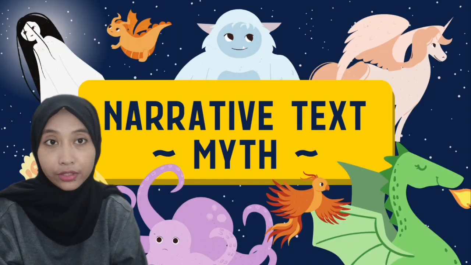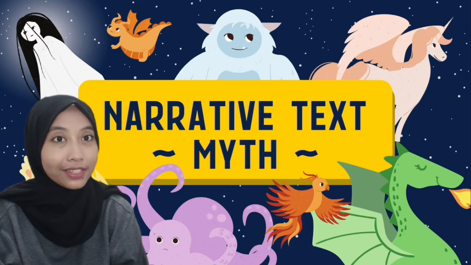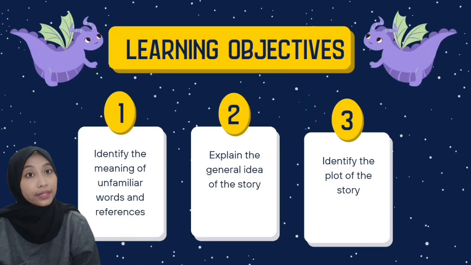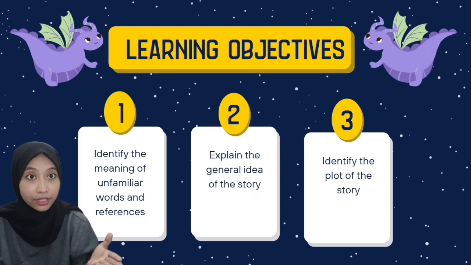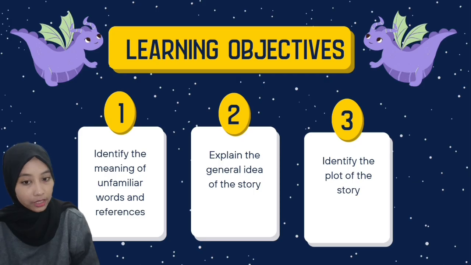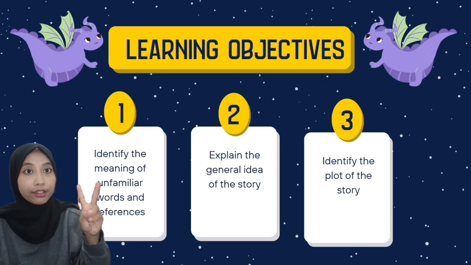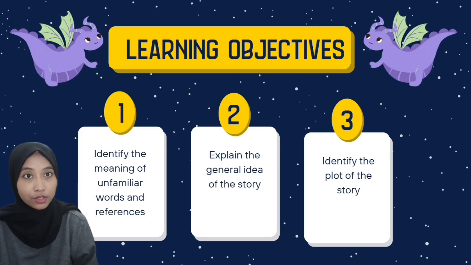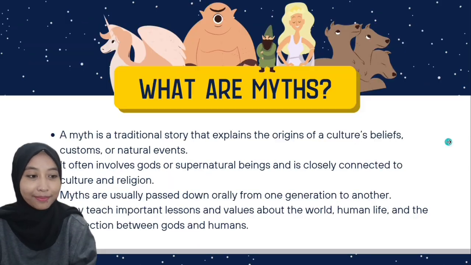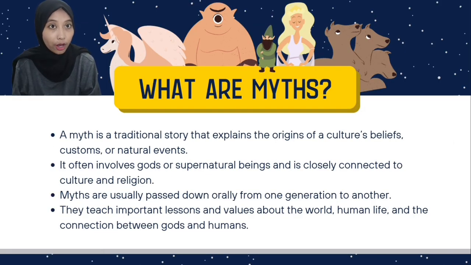Now, we're going to learn about narrative texts, especially about myths. By the end of this unit, I expect you to be able to first, identify the meaning of unfamiliar words or references. Second, explain the general idea of the story. Third, identify the plot of the story. So let's jump into the definition of myths.